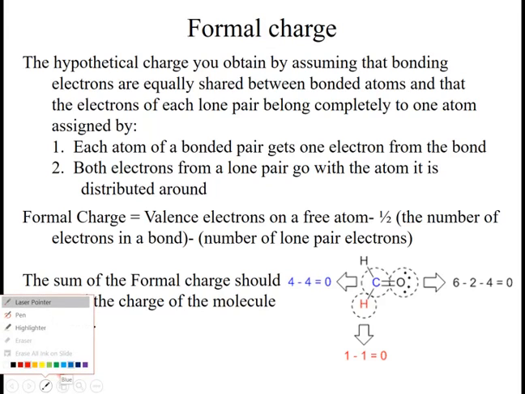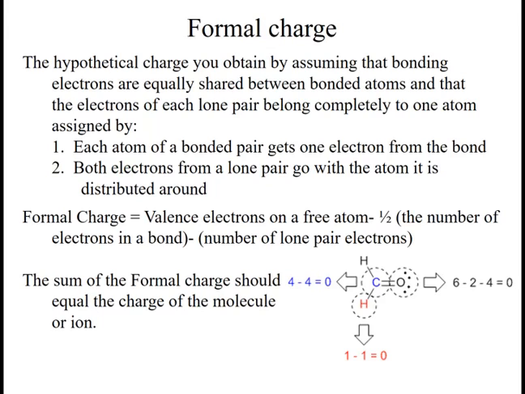Now, this formula is not given to you, but this is the way that I will shorthand this, just so you know. So Fc, for formal charge, is equal to the valence electrons, Ve, minus 1/2 of the bonded electrons, minus the lone electrons. And so we're not talking about pairs, we're talking about the individual electrons.